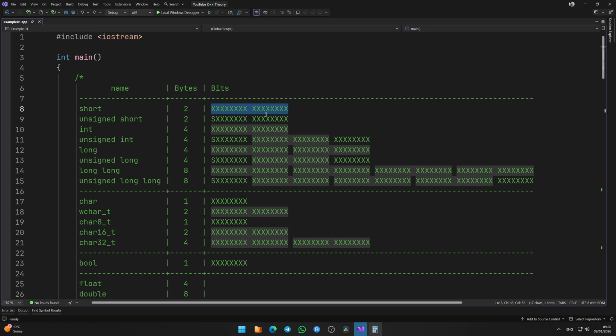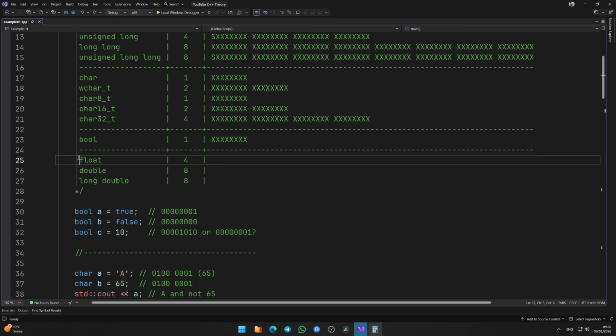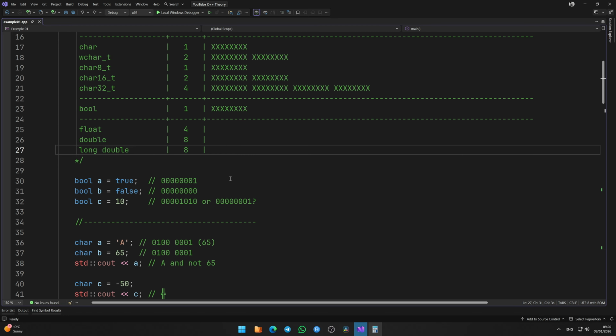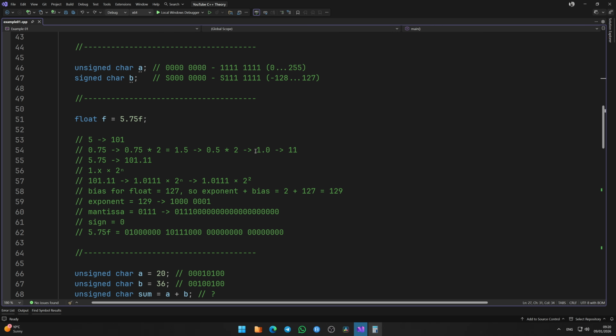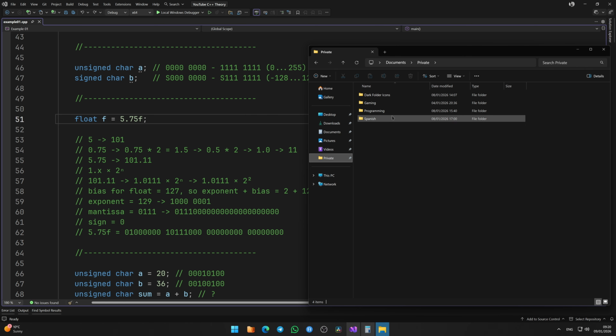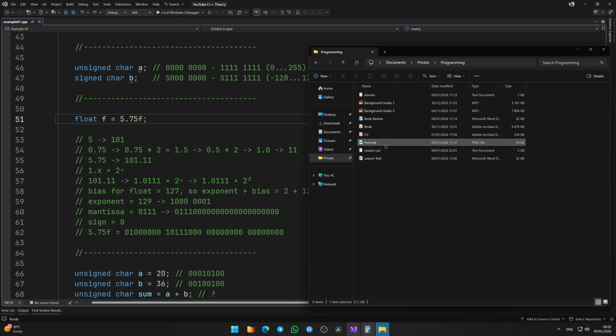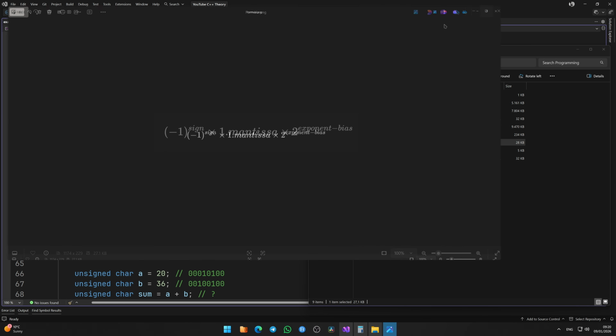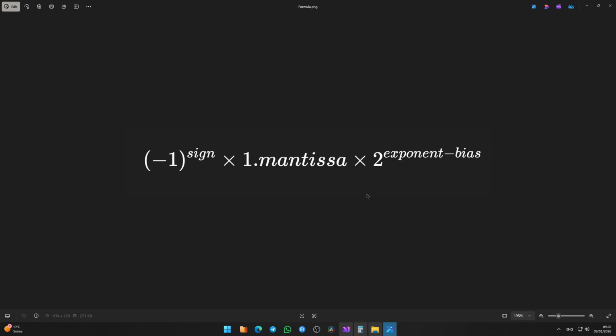Now let's move on to the last and most complex topic, floating point types. Things get more interesting here because these numbers aren't stored like regular integers. Instead, they follow the IEEE 754 standard, which splits a number into three parts: the sign, the exponent, and the mantissa, also called the significand. There's a formula that defines how floating point numbers are stored in memory. Yeah, it looks scary, but don't worry, you don't have to memorize it.